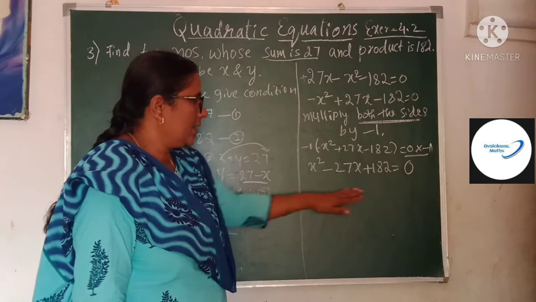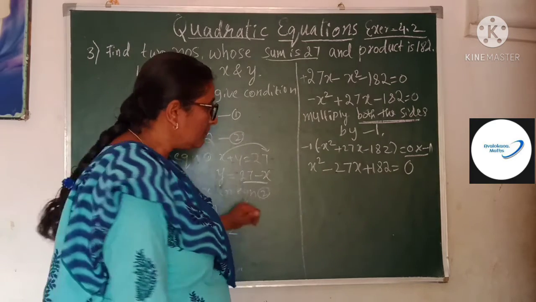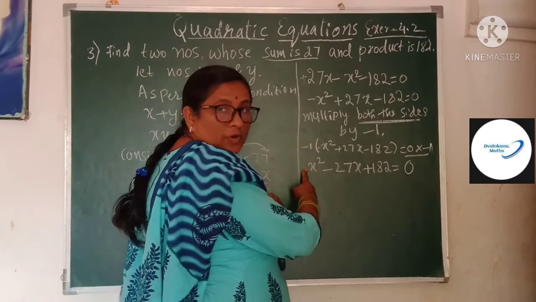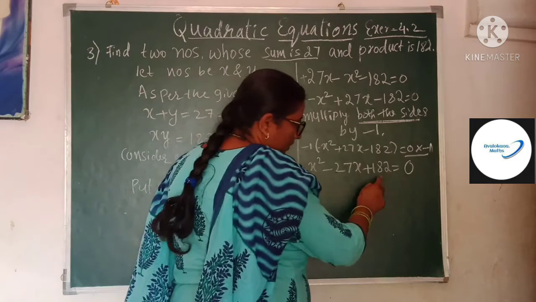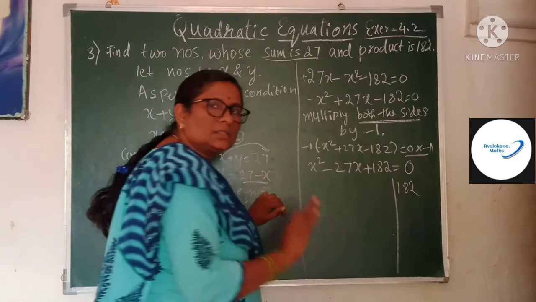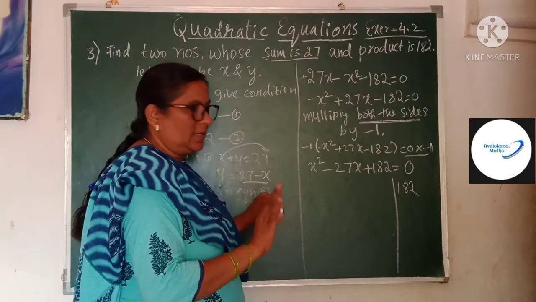Now look at this one. Now it is very easy. You have the expression like this one with a positive sign. There is no coefficient of x square. You have only 182. Now find the factors of 182. Don't go directly, slowly, in a systematic way.